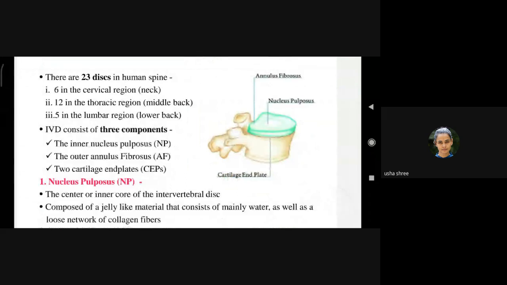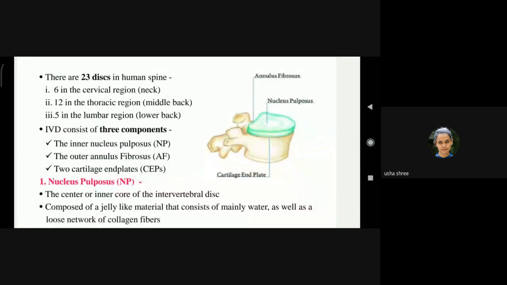So, the intervertebral disc consists of three things: nucleus pulposus, annulus fibrosus, and cartilaginous end plate. What are cartilaginous end plates? The intervertebral disc is present in between two vertebrae, and on the top and on the bottom of this disc a cartilage is present.